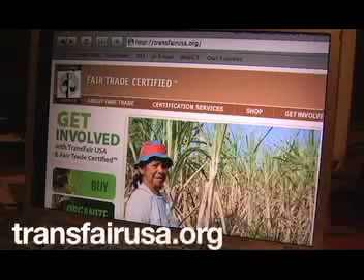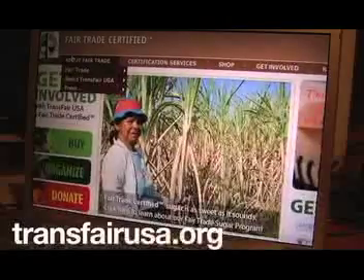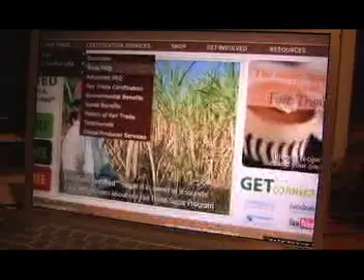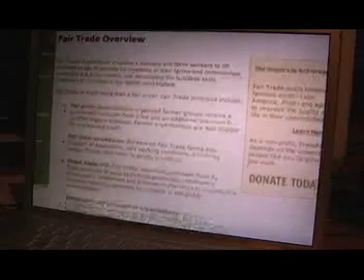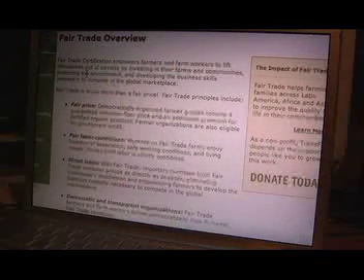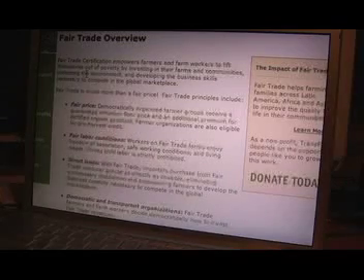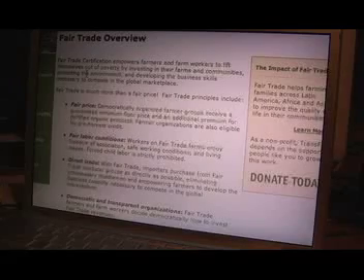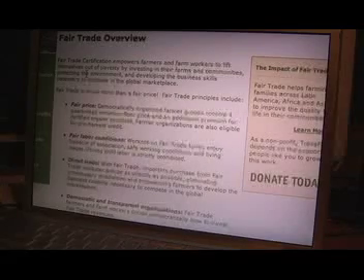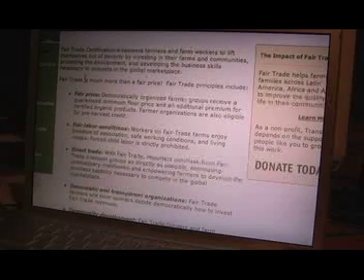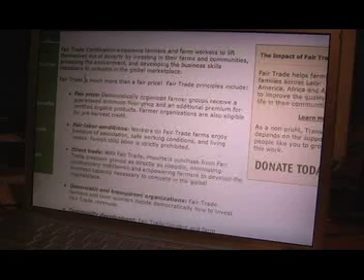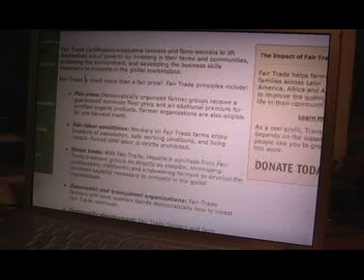transfairusa.org, and if you go to the main website over here to About Fair Trade Overview, you find out that fair trade certified products have a fair price, that the farmers who grow the products receive good wages, and they receive a fair price. They're not cheated by big American corporations. The next thing that they certify is that the labor conditions are fair, they are safe, and they encourage people to grow in their communities and in association, and child labor is strictly prohibited.